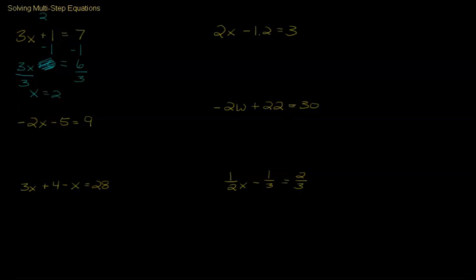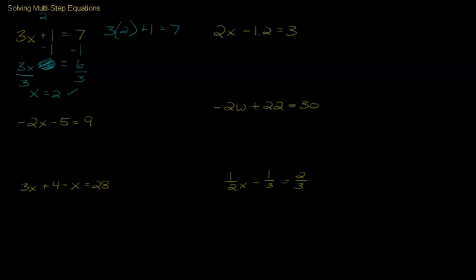And the great thing about algebra is being able to put your answer back in and see if it works. So we put in 3 times 2, which is 6, plus 1 equals 7. That checks out, that works. You can always check your answer. Let's try this one.